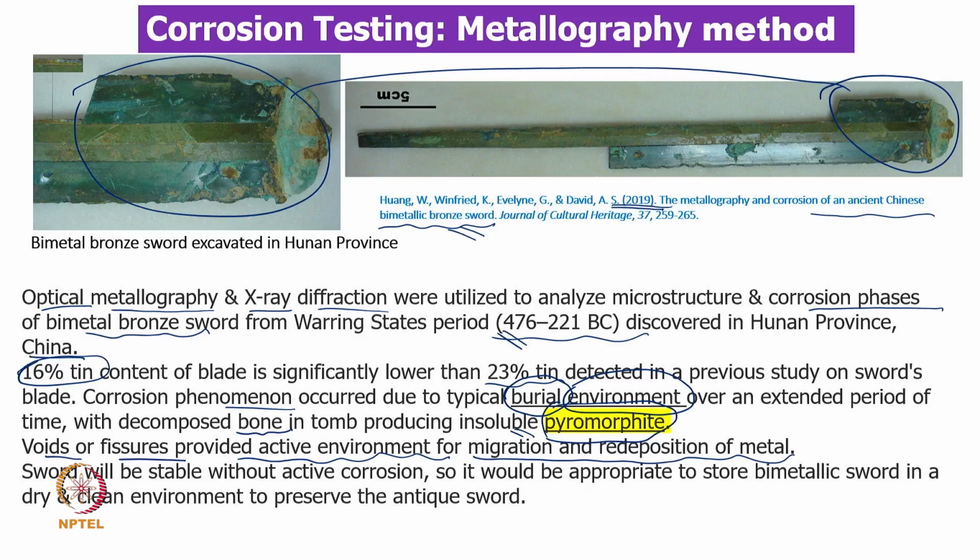Now, to make a stable environment, or to preserve this kind of antique object, what is really required? We say that the sword can be stable if we remove all active corrosion media. So, corrosive media need to be removed, as well as the cracks or the voids, if they can be filled, and that will give a good result.